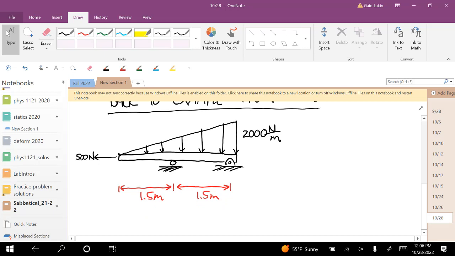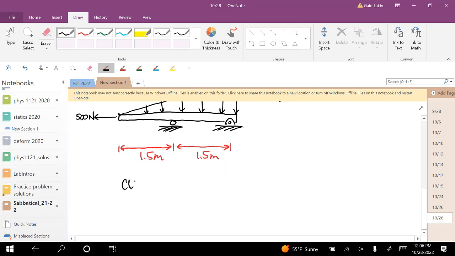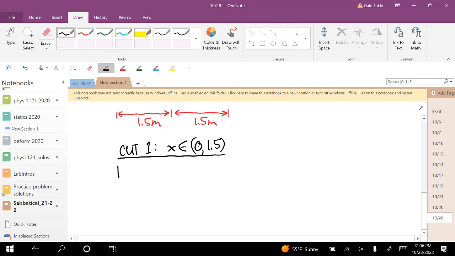There are 2 cuts. We did the first cut already. So cut 1 was for x values between 0 and 1.5. And we got that T is equal to 500, V is negative 333.33 x squared, and M is equal to negative 111.11 x cubed.